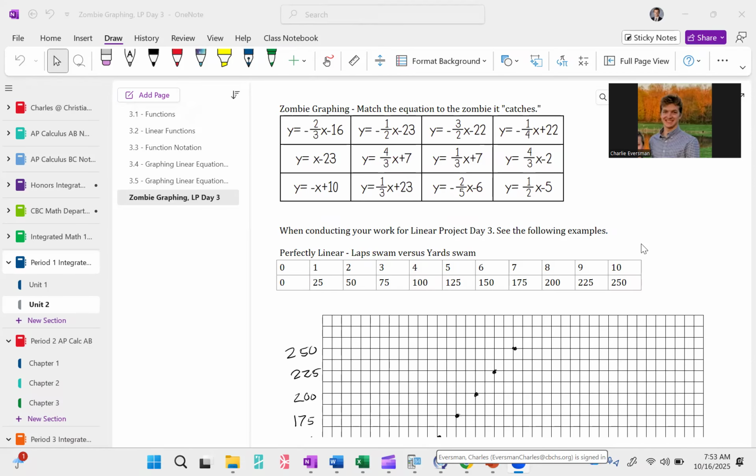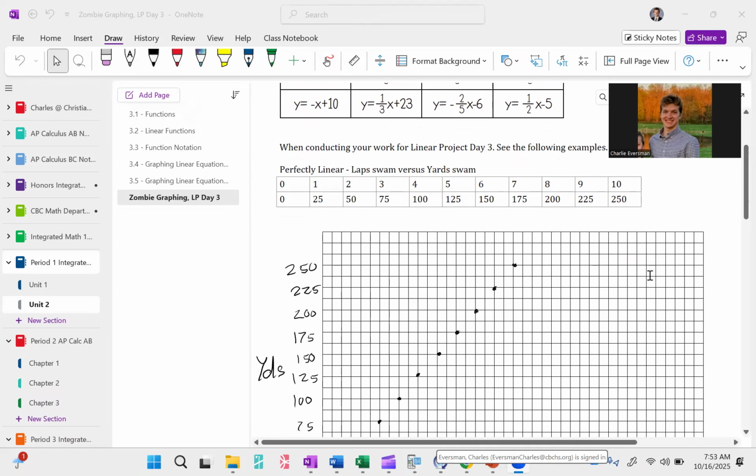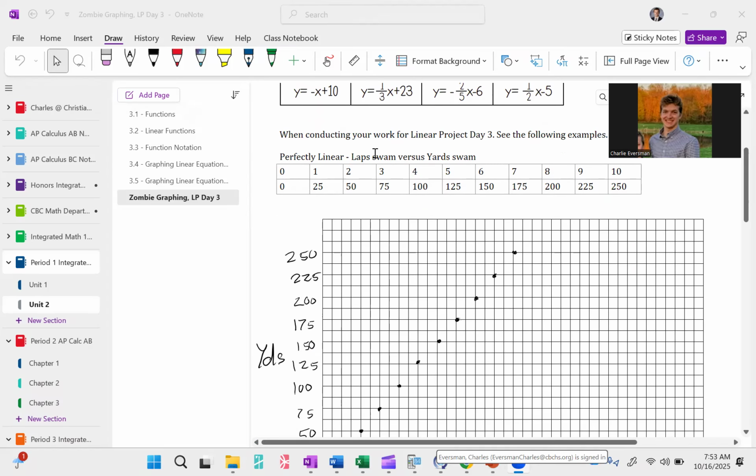I went ahead and came up with a couple of fake data sets here. So here are some examples that I came up with. So my first one, say on day 2, I was looking at the number of laps swam versus yards swam. So CBCR swim team. We practice in a 25-meter pool. So if I swim 1 lap, then I will have swum 25 yards. If I swim 2 laps, then I'll swim 50 yards, 75, and so on and so forth, right?